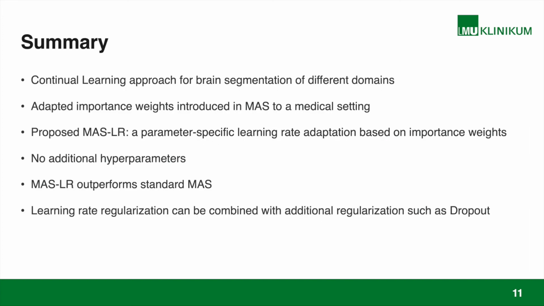To summarize, we proposed a continual learning approach for brain segmentation across domains. Our approach, MassLR, uses importance weights that were introduced in MAS and defines parameter-specific learning rates based on these importances. It needs no additional hyperparameters and outperforms the standard MAS approach. It can further be combined with additional regularization, such as dropout, to boost performance.